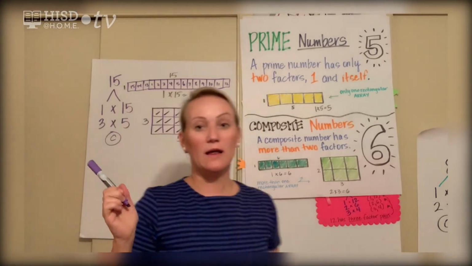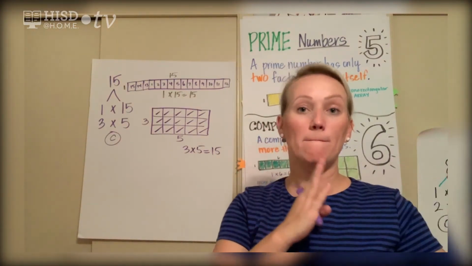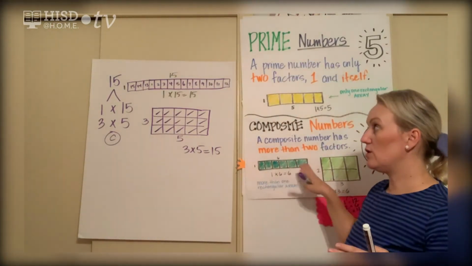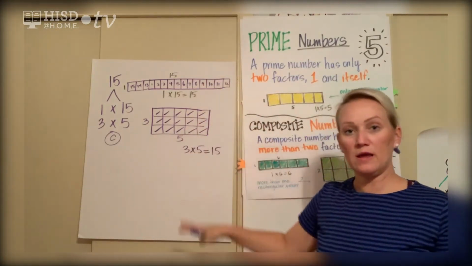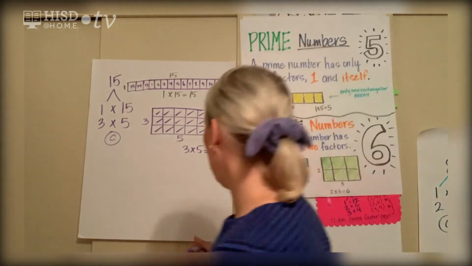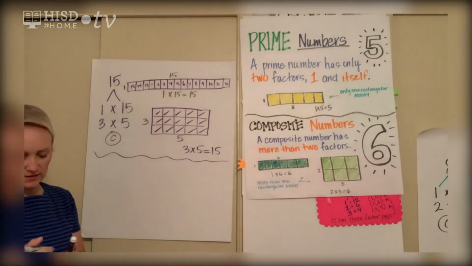So this one I kind of took you on the long route and I showed you that the factor pairs match the rectangular arrays, these arrays. So if you have more than one array, you have more than one factor pair, which means this is composite, okay? So let's look at another number.